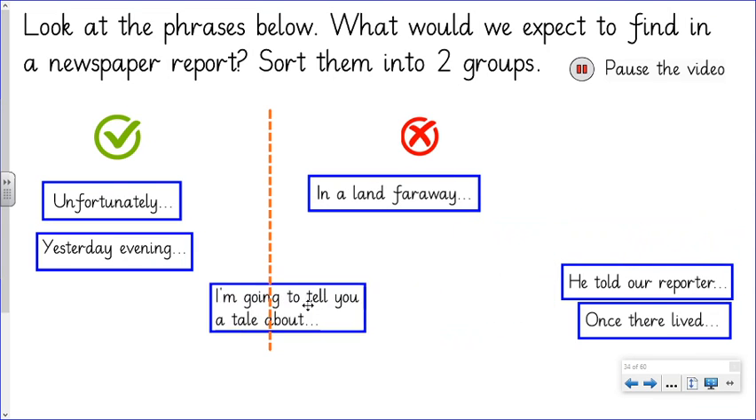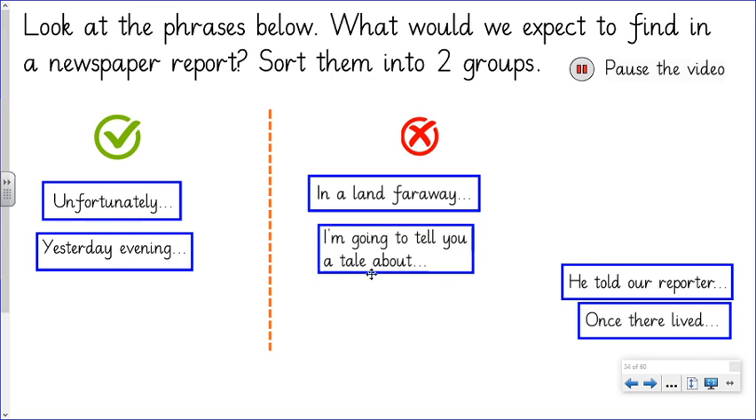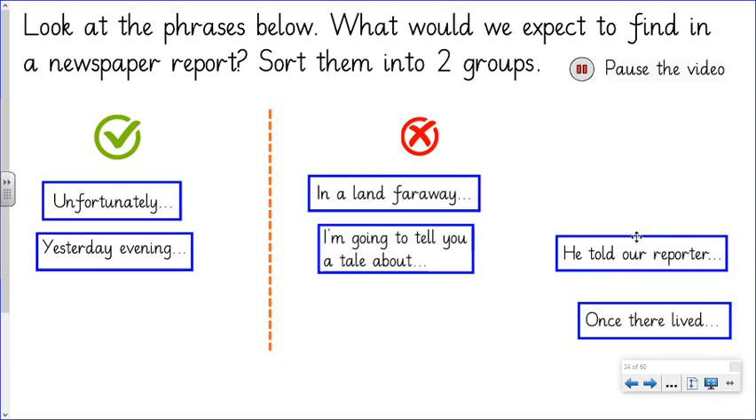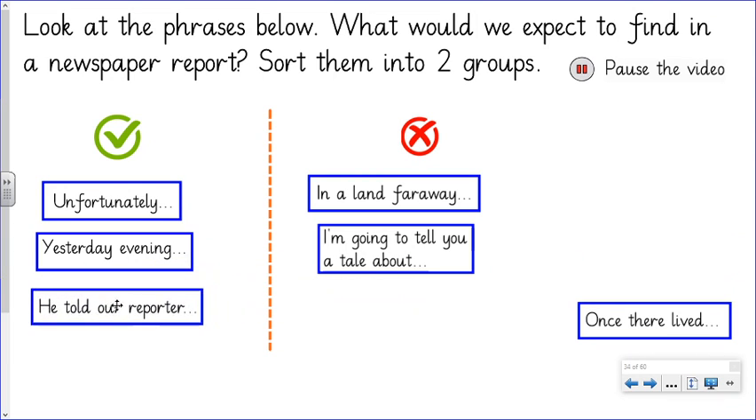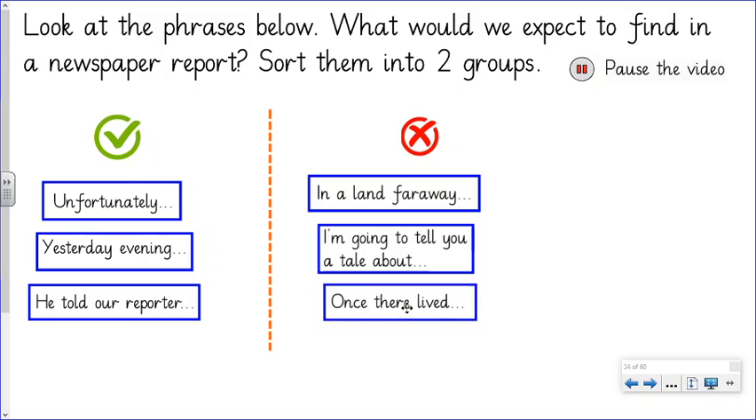Next, I'm going to tell you a tale about. Now, you should spot that this definitely doesn't belong in a newspaper report because we will be writing in third person, okay, and this is not written in third person. Next, we've got he told our reporter. This does belong in a newspaper report, the big clue here being reporter. Okay, so this could be when you are introducing a quote to your newspaper report, you might have that. And then the last one, of course, doesn't belong in a newspaper report. Again, this might be used when you are telling a story. So well done if you got those correct.